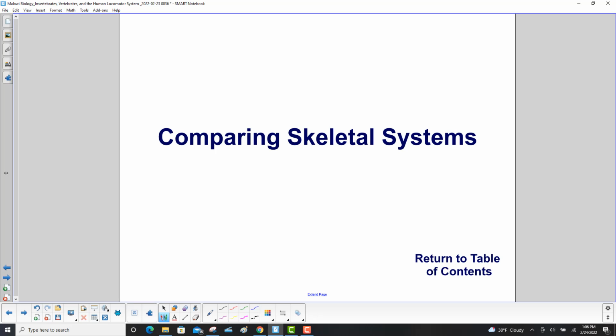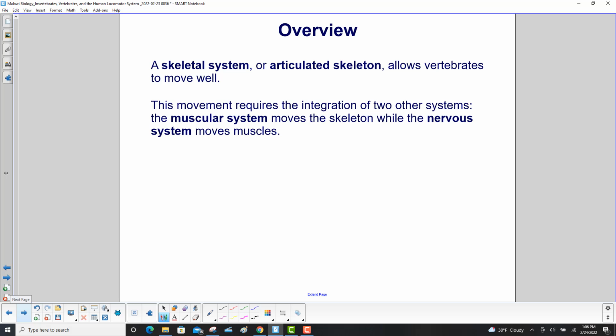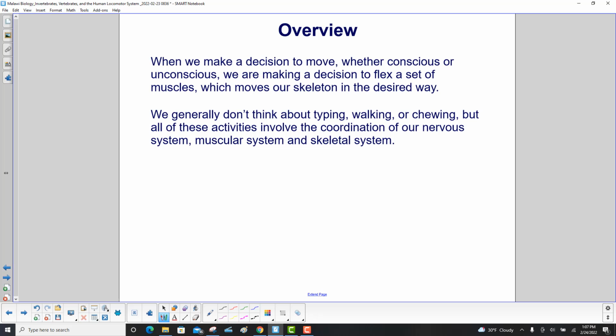Comparing skeletal systems. A skeletal system, or articulated skeleton, allows vertebrates to move well. This movement requires the integration of two other systems: the muscular system that moves a skeleton, while the nervous system moves muscles. When we make a decision to move, whether conscious or unconscious, we are making a decision to flex a set of muscles which moves our skeleton in the desired way. We generally don't think about typing, walking, or chewing, but all these activities involve the coordination of our nervous system, muscular system, and skeletal system.